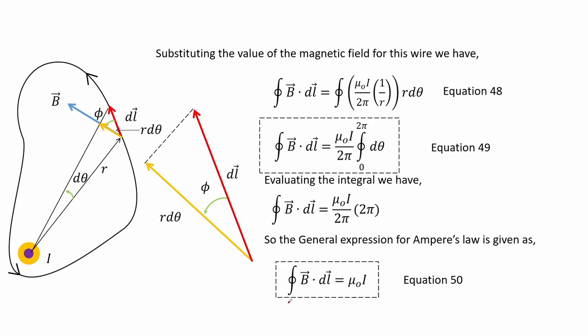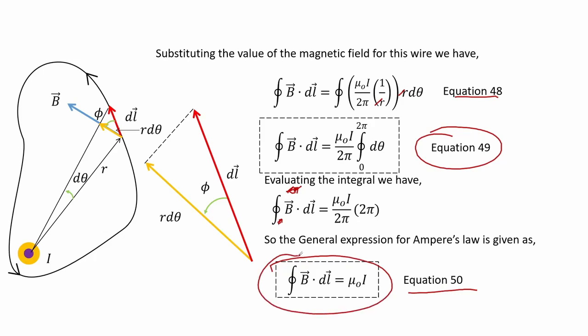We substitute the value of the magnetic field into our equation, and we get equation 48, where the distance r cancels out, and we reduce the equation to equation 49. We then evaluate this with respect to the angle for an entire loop. We know that the total angle for a complete rotation is 2 pi. So we use this and evaluate the equation, and we get equation 50. This is the general expression for Ampere's law.